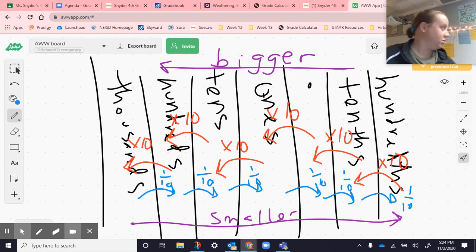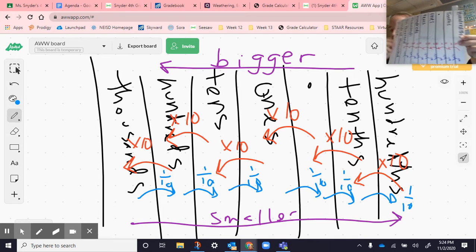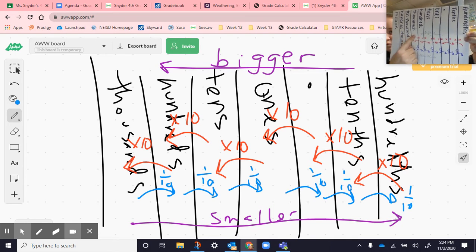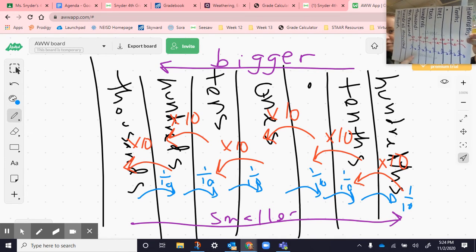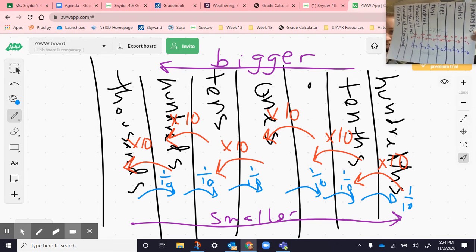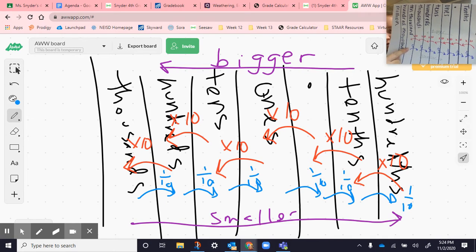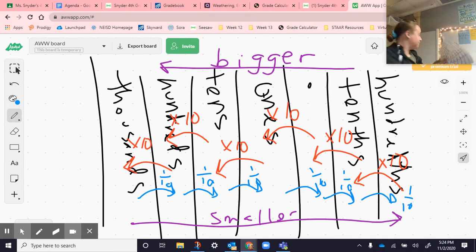Here's what it looked like in our place value chart that we made. Again, as we move to the left, we get bigger and bigger. As we move to the right, we get smaller and smaller. Here's our times 10 jumps and our 1/10.